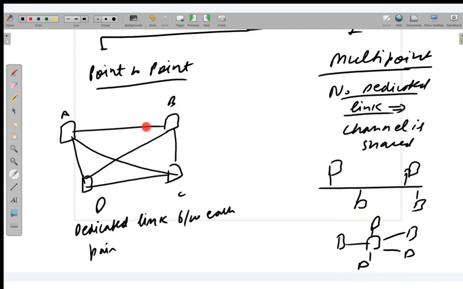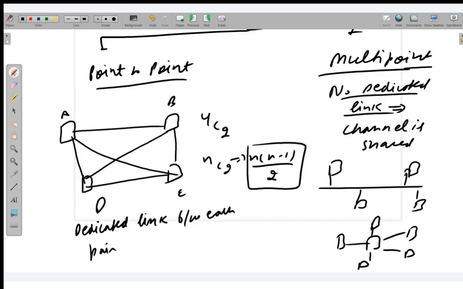So how many point to point links are needed if we have four stations? 1 2 3 4 5 6, a total of six are needed. How do you know we need six? The general formula we have studied in combinatorics. From these four you just pick any two, and between these two you should have a wire. So 4C2. If we have n stations, how many links do we need? NC2, which means n into n minus 1 by 2. I hope you have got it. And this has been asked in GATE many times, by the way.